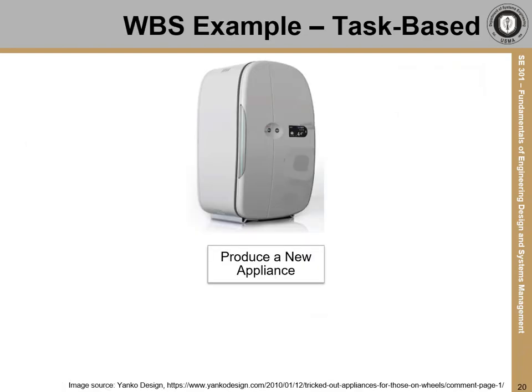In this example, our project is to produce a new appliance. Notice that the objective is phrased in terms of a task to be accomplished and includes a verb. You might be asking what the appliance shown here is. It's actually a refrigerator designed specifically for customers who are in wheelchairs. So there could be a need to take an existing product and modify it to meet the particular needs of a portion of the overall population.